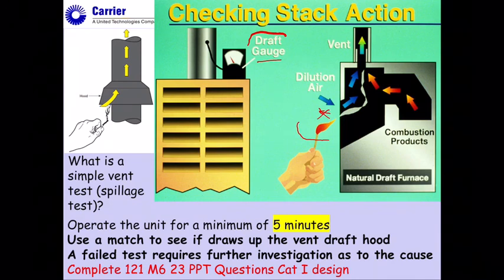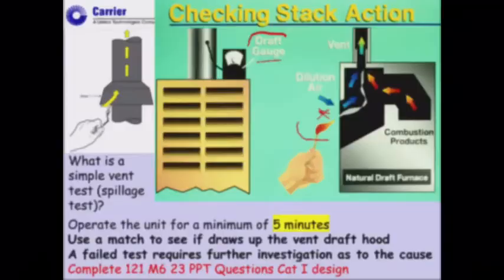I want to expand one step on there, and I had mentioned this. I put a note in there about, if you do get a failed test, let's say you've been running this thing for 5 minutes and it's just not drafting, you're going to have to do some corrective measures. You could have some problems where maybe you're not making up the air. Maybe the building is in such a negative that it just doesn't draft.